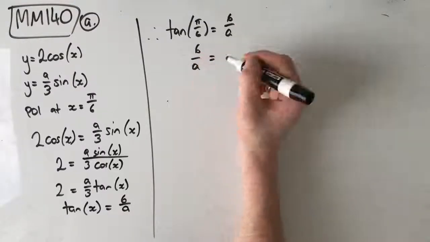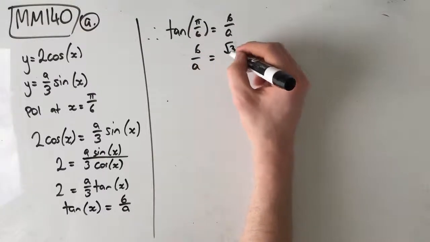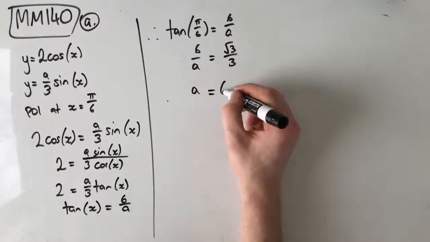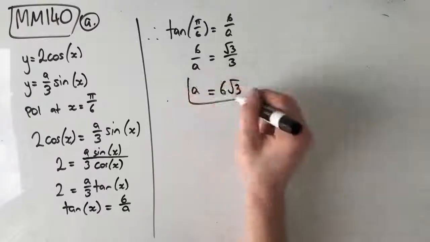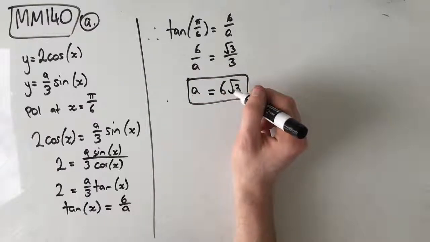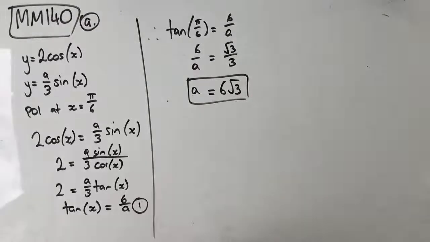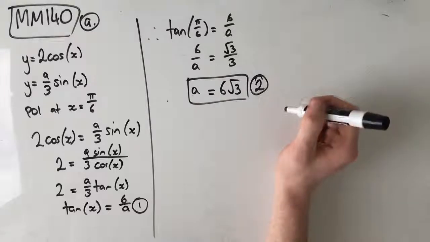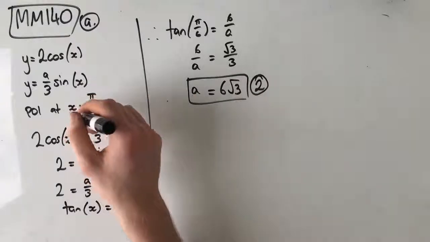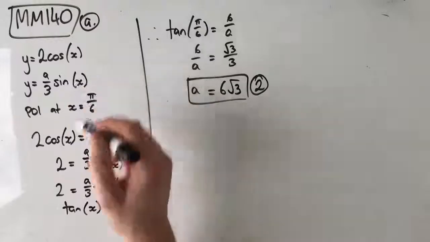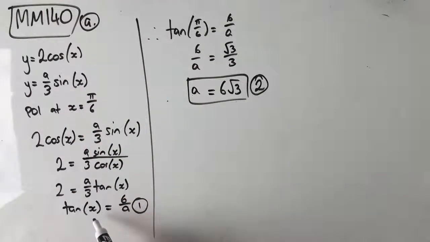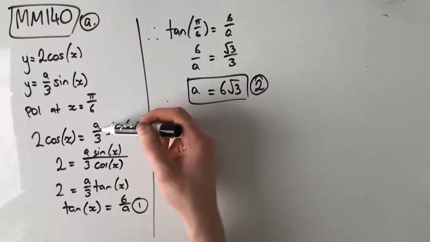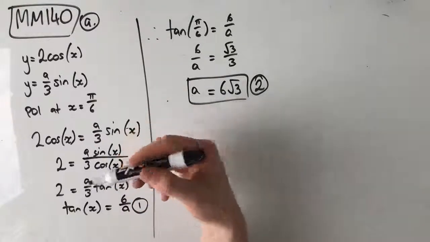Now, as you should know, tan of pi on 6 is equal to root 3 on 3. And solving for that, we get a equals 6 root 3. So guys, our first mark comes when we recognize that 6 over a is equal to tan x, and our second mark comes when we state our value of a. The biggest thing here is this point of intersection thing, so letting them equal each other and then subbing in your value of pi on 6 later. You probably could have also subbed in your pi on 6 up here and then solved for a from there. Either way is fine and you'll get full marks either way.